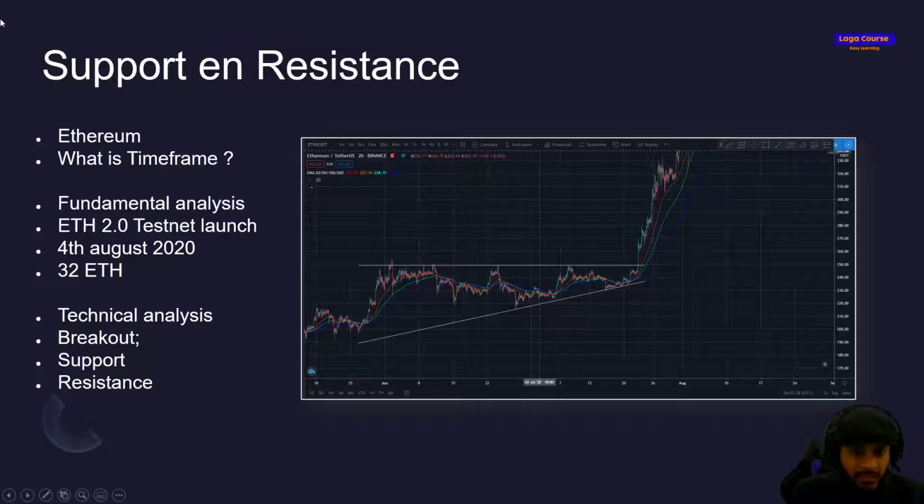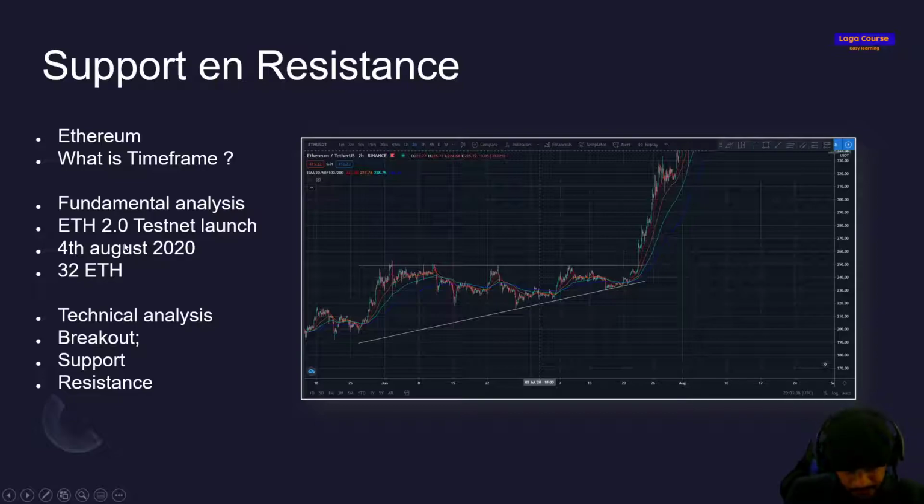Support and resistance. Look, this chart displays the Ethereum chart. You can read it over here, and the collateral is Tether USDT. The time frame of this chart is 2 hours, which means each candle displays 2 hours, 120 minutes.